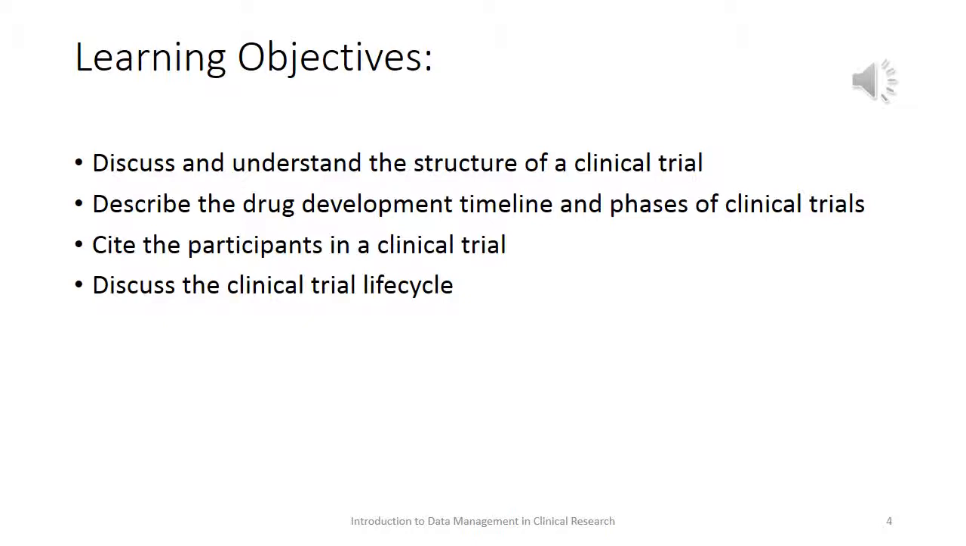So a couple of our learning objectives for this particular orientation segment are to discuss and understand the structure of the clinical trial. We're going to describe the drug development timeline and the phases of clinical trials, what occurs during each phase, and why those phases are staggered the way they are. We're also going to look at and cite the participants of a clinical trial: who participates, and what do they do? And then we're going to discuss the clinical trial life cycle. So I think you'll find this segment to be very interesting.